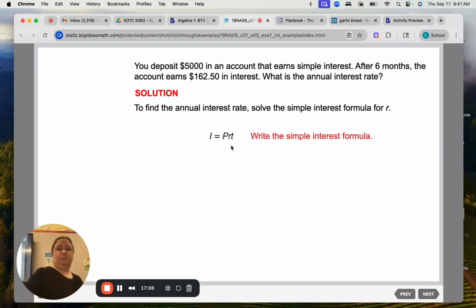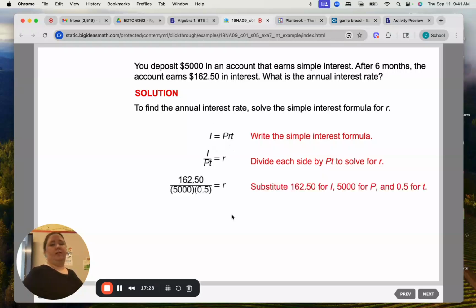So now that we've solved for R, which is what we're looking for, we can plug in all the numbers that we do know. So what is the interest that we earned? 162.5. What's the principal? That's the amount we deposited, 5,000. And then the time on this formula is always in years. So if they give you months, you have to put it as a fraction or a decimal. Since it's 6 months, is that half a year? Yes. 6 over 12, right? Because there's 12 months in a year, so that's why you see the 0.5.